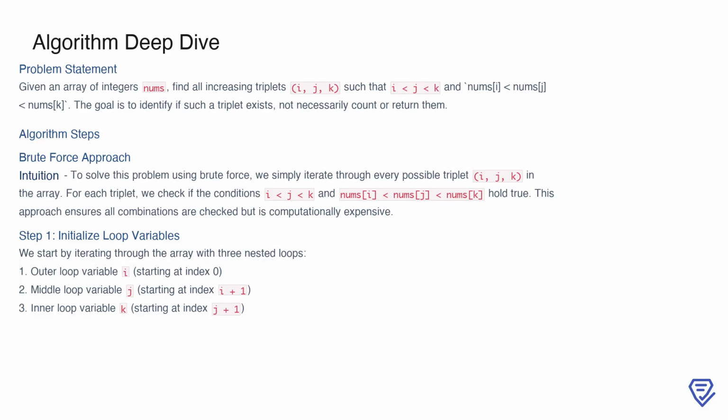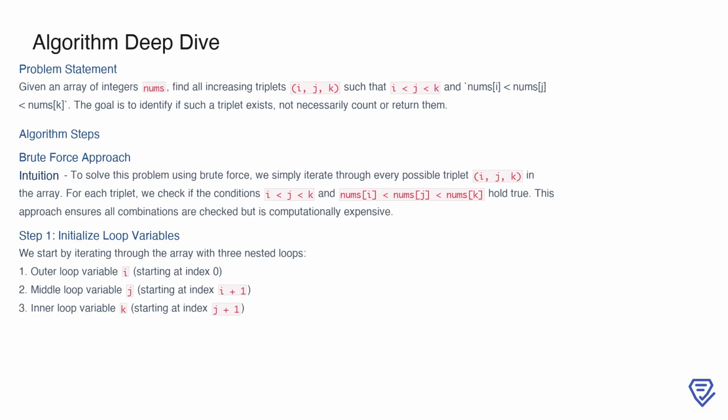Now, the first approach to solve this problem is the brute force method. The intuition behind this method is straightforward. We examine every possible triplet in the array and check if it meets the given conditions. For implementation, we use 3 nested loops.